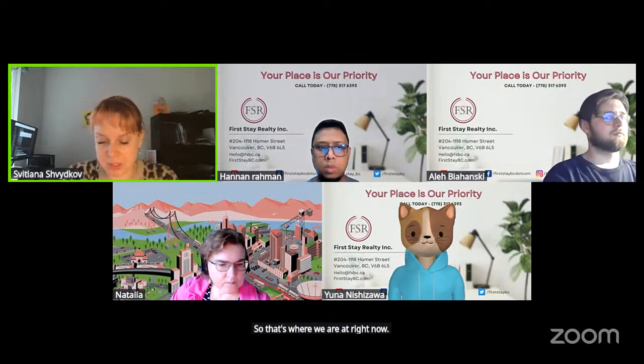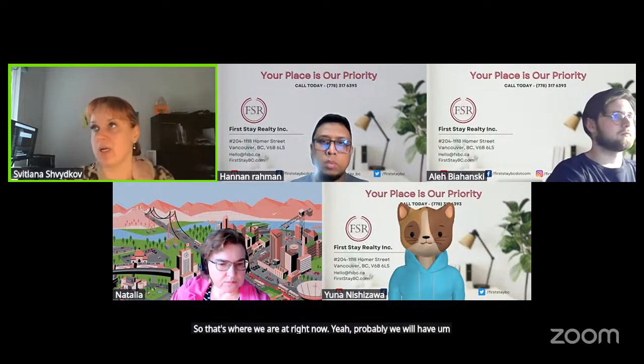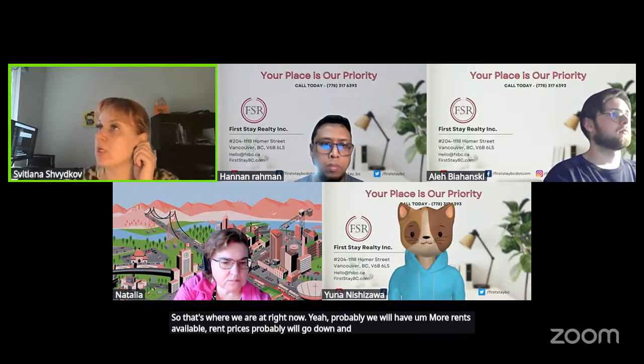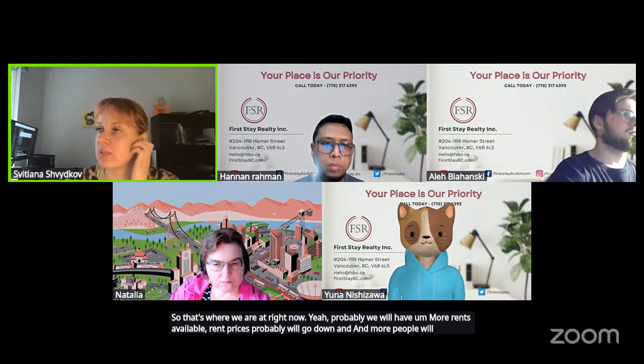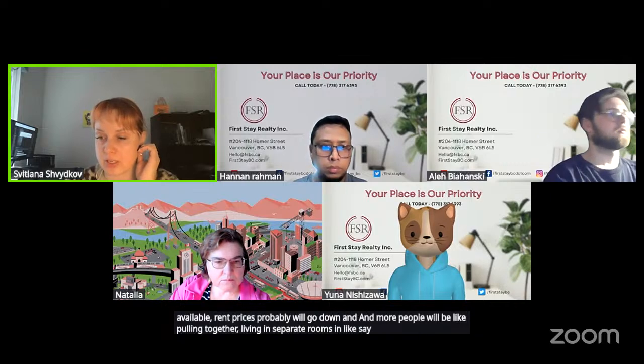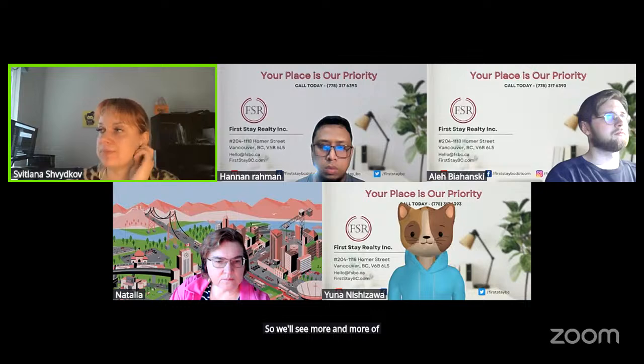Yeah, probably we will have more rents available. Rent prices probably will go down, and more people will be pulling together, living in separate rooms in, say, 2-bedroom condos to save money. So we'll see more and more of that coming up.